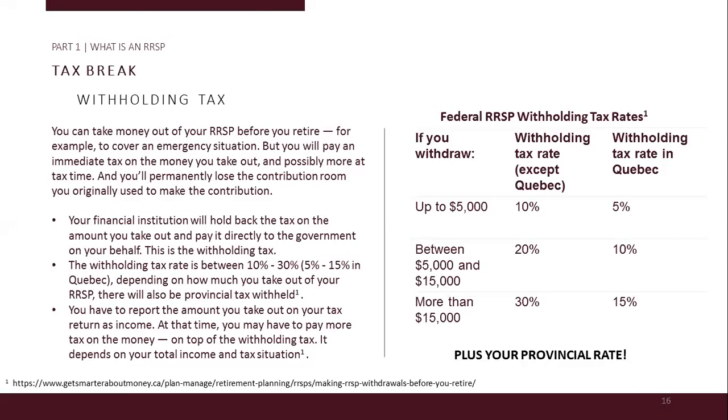Additionally, you have to report the amount you take out on your tax return as income, and at that time, you may have to pay more tax on the money, on top of the withholding tax. It depends on your total income in the year of the RRSP withdrawal and, of course, your tax situation.